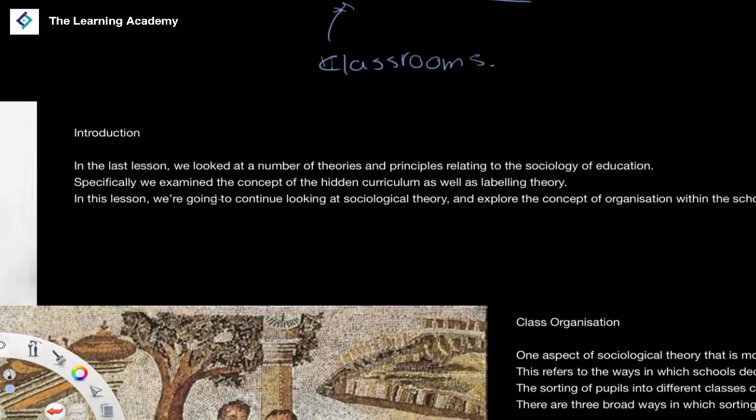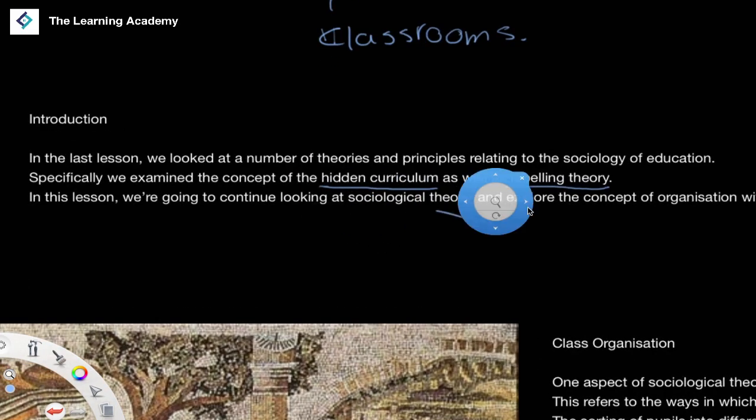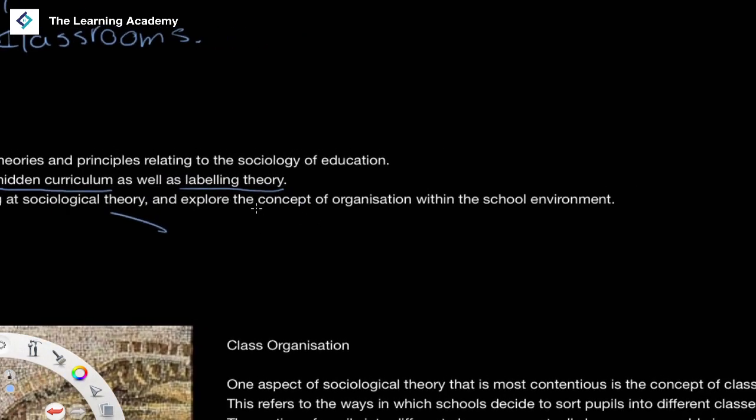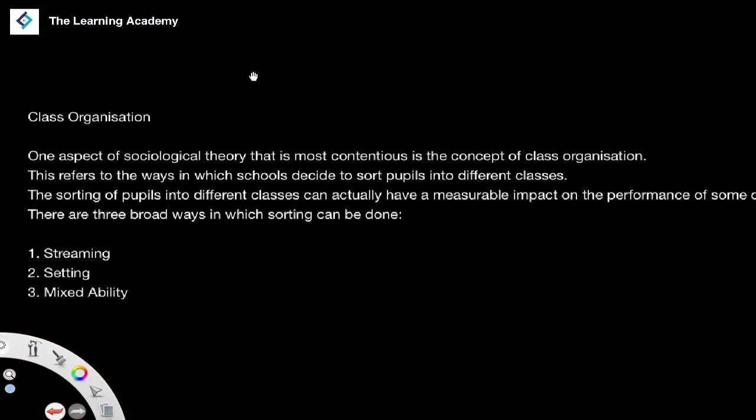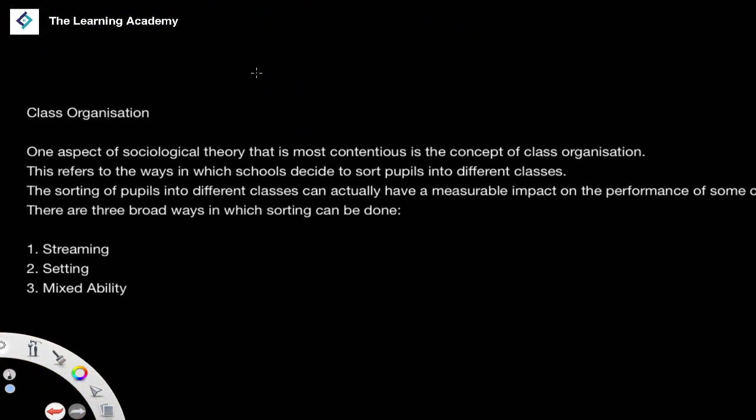So, specifically, we're going to look at incorporating the principles that we found in the last lesson, talking about things such as the concept of the hidden curriculum, as well as labelling theory. But we're also going to continue looking at sociological theory and talk about the more substantive classroom organisation within the school environment. This is a very contentious aspect within sociological theory because there are different methods by which we can organise a classroom. And what we mean by this refers to the different ways in which schools decide to sort pupils into different classes.